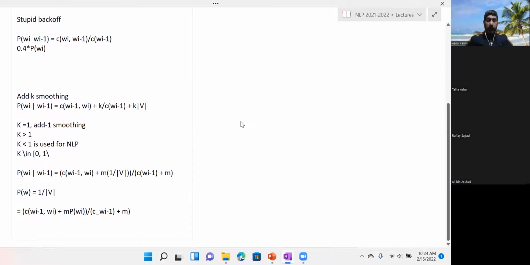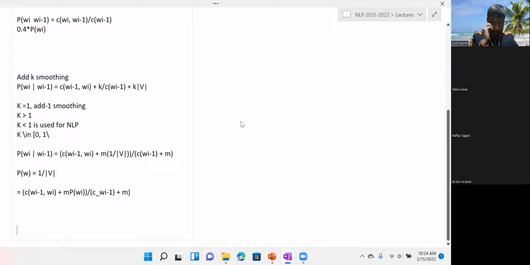So these three ideas are extensions of the add-one smoothing, and they can be applied to NLP with the appropriate parameters M and K. P, of course, is an estimate with appropriate parameters M and K. Any questions?